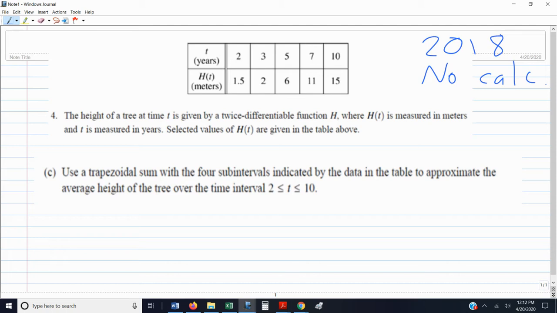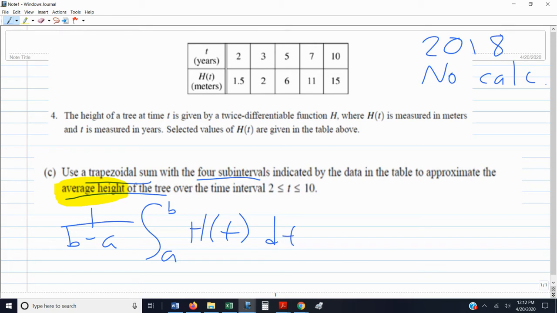Letter C asks you to use a trapezoidal sum with the 4 subintervals indicated by the data in the table to approximate the average height of the tree over the time interval 2 to 10. So let's start with the formula to find average height. That is going to be 1 over b minus a, integral from a to b, and then your height function. Or let's just write it very generally. Very generally, it is whatever your function is that you're trying to find the average of.